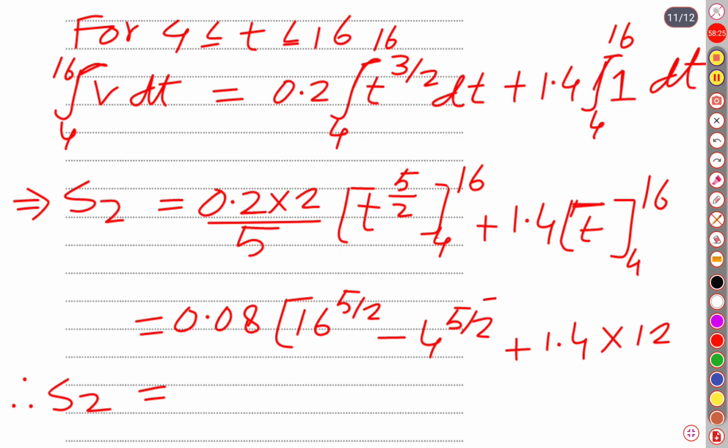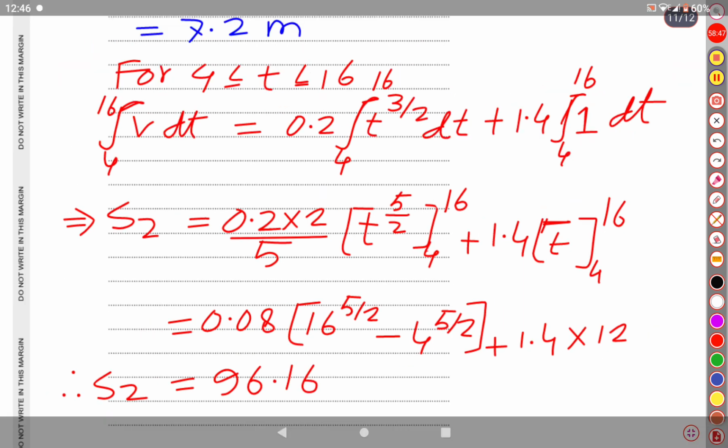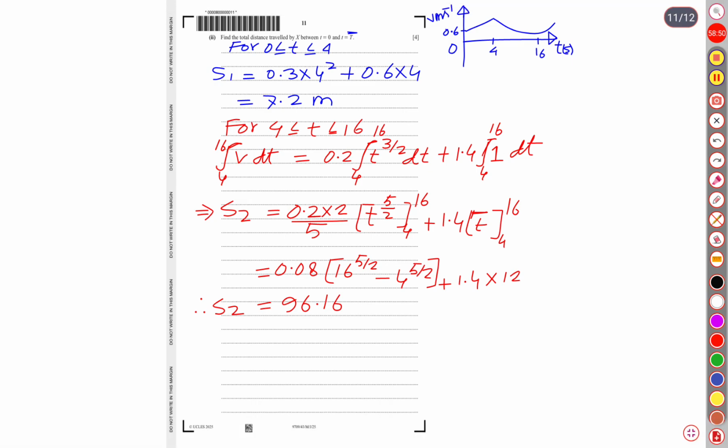Then using our calculator, 4 raised to 5 is 512 and 2 raised to 5 is 32. So totally we are going to get 96.16. It is 96.16 as the displacement in the second phase. Here displacement and distance will be the same because both curves are lying above the x-axis.